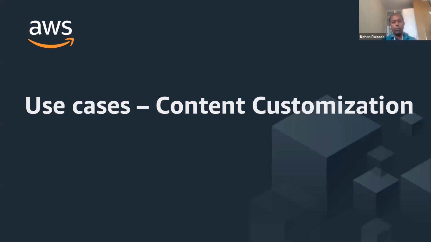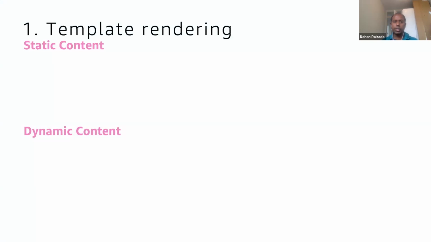So moving on from security, one of the other cool use cases which Lambda Edge allows you to do is content customization. And when I say content customization, template rendering, this is a pretty interesting one because for this use case, you don't need to really have an origin. So you're pretty much doing all of your compute directly in the Lambda Edge.